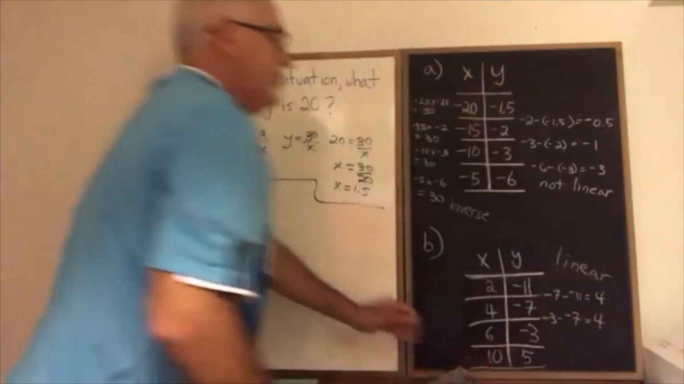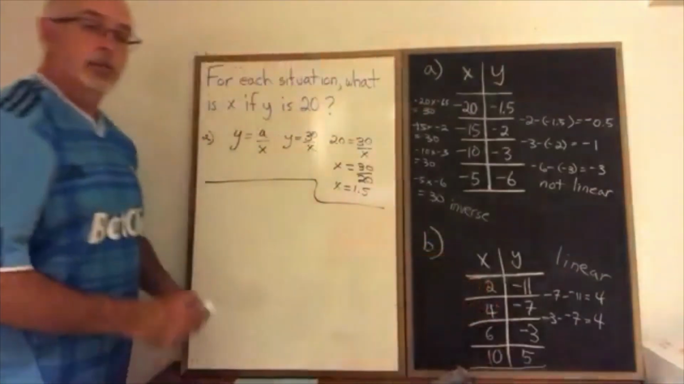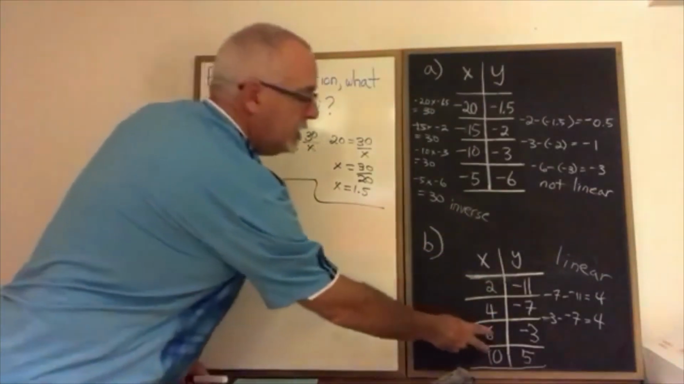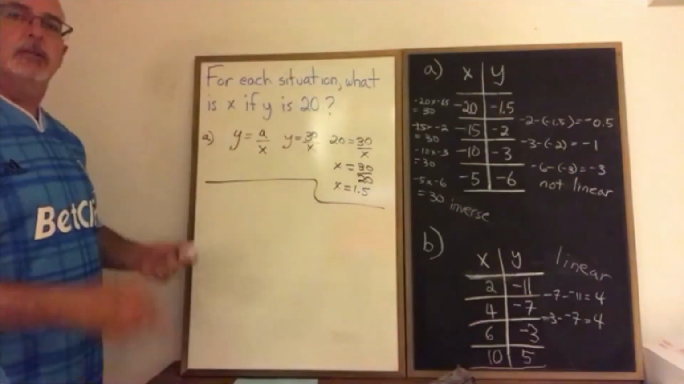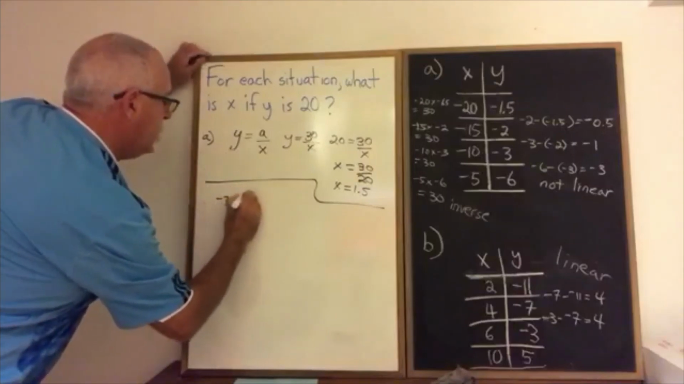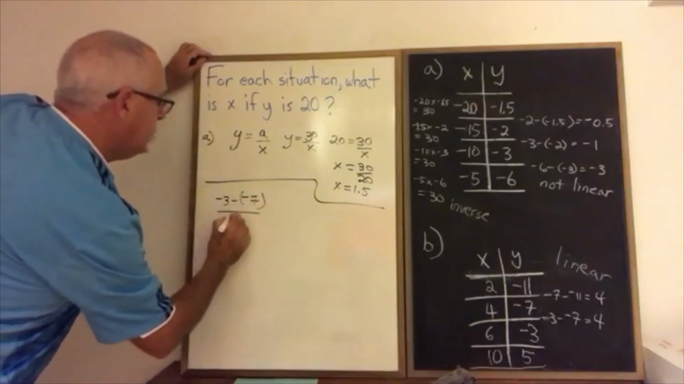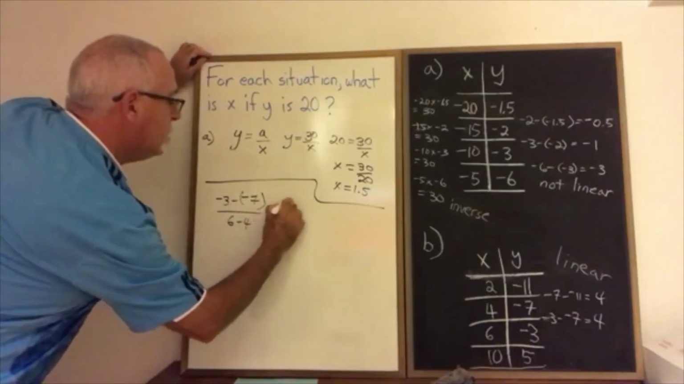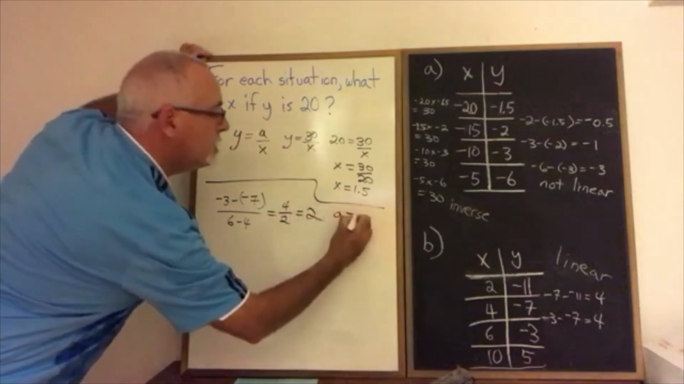And I say so. Now I need to find its equation. And to do that, I'm going to need to do the slope formula. I'll use the point with x equals 4 and the point with x equals 6 for my slope formula. So, -3 minus -7 over 6 minus 4 is equal to 4 over 2, which simplifies to 2. A is equal to 2.